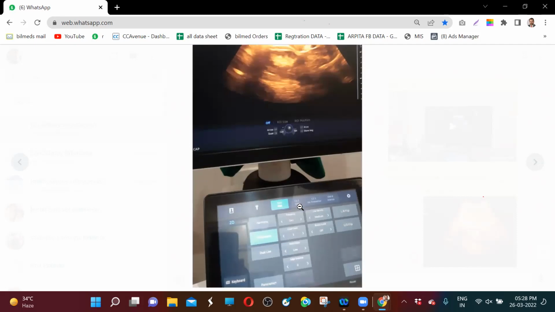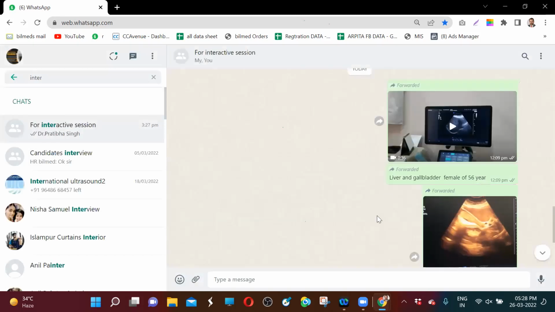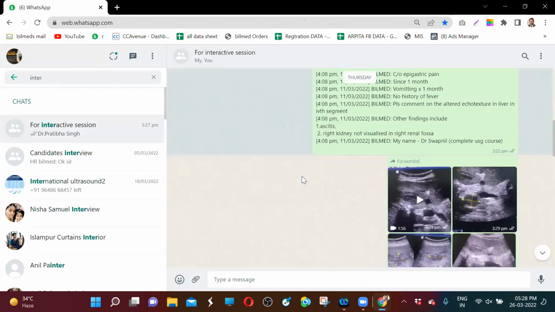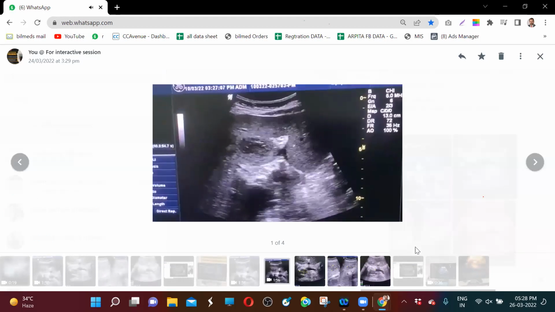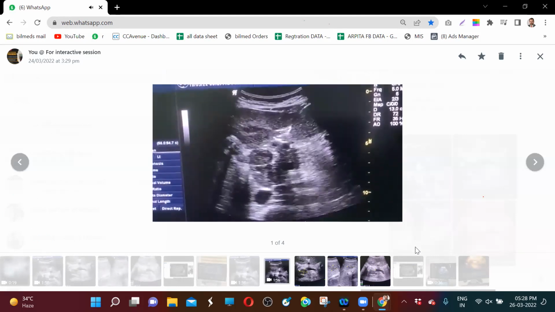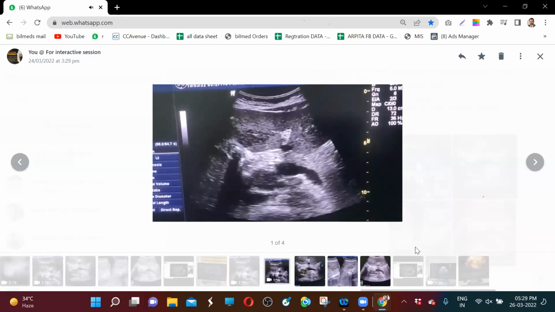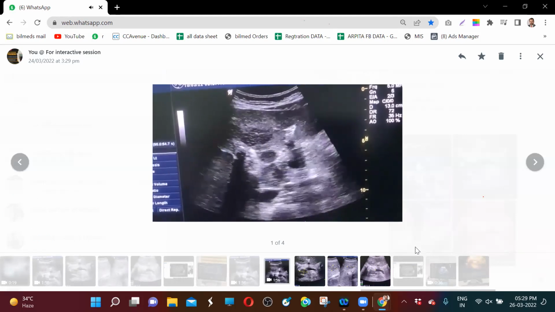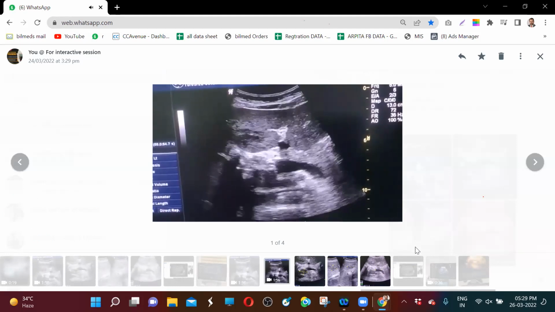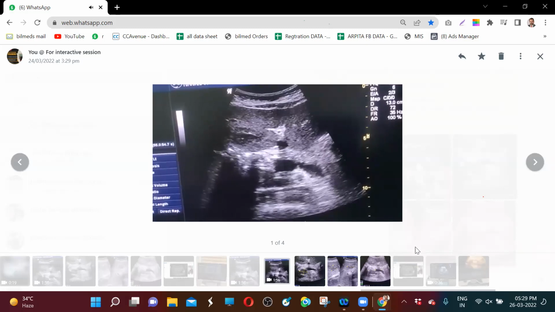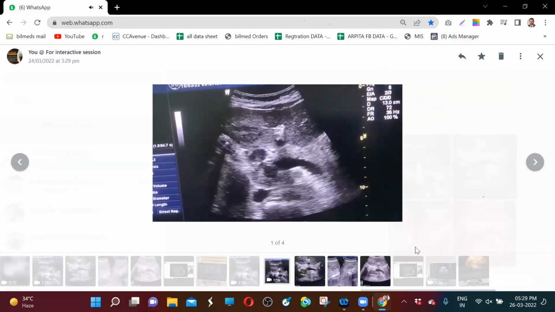Okay. Next case which has been posted over here is of abdominal ultrasound. This case has been posted by Dr. Swapnil. Case of epigastric pain since 1 month, vomiting 1 month, no history of fever. Please comment on altered echo texture in liver in 4th segment. Other findings include ascites and non-visualized right kidney. I am playing the clip for you.